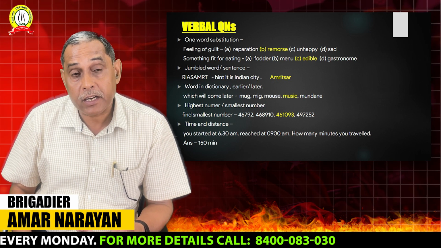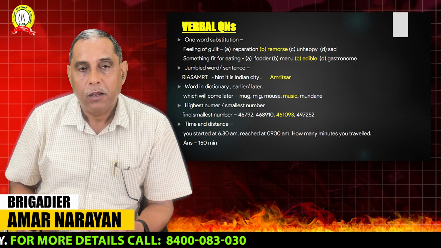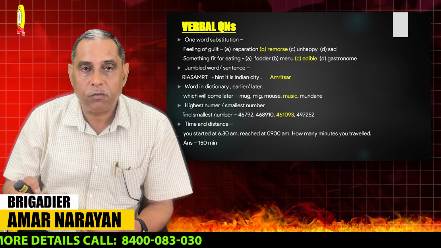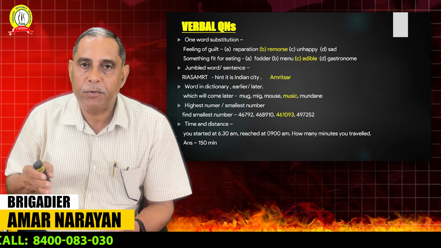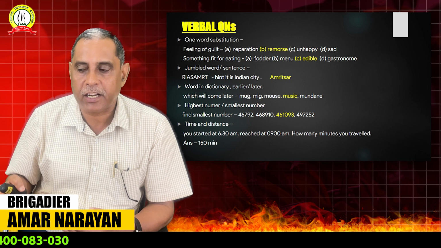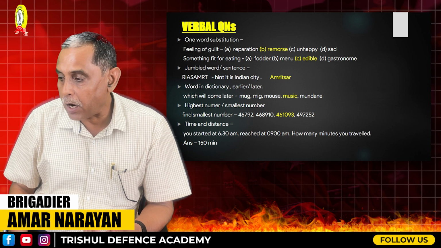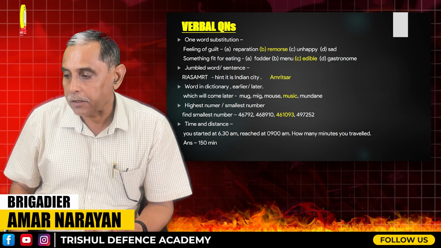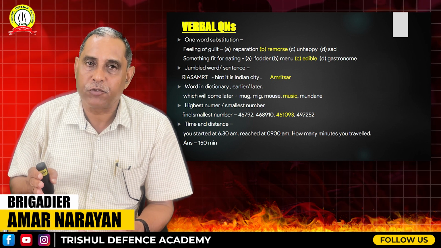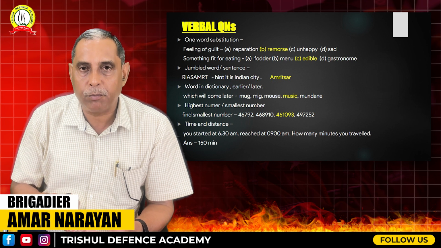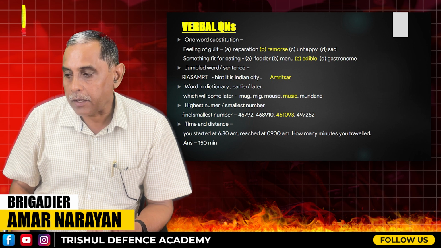Okay. Now the next type is a word in the dictionary. You may be asked which will come earlier in the dictionary or which will come later. Again, you know in the dictionary everything is in the sequence of ABCD, to see which can come earlier or later as per the question. Like in this example of mug, mig, mouse, music and mundane, the question is which will come later. So you can make out that the first letter is M, which is same for everything, so the answer will be based on the second letter. In this case, music.